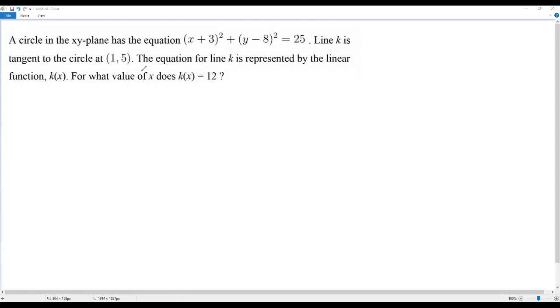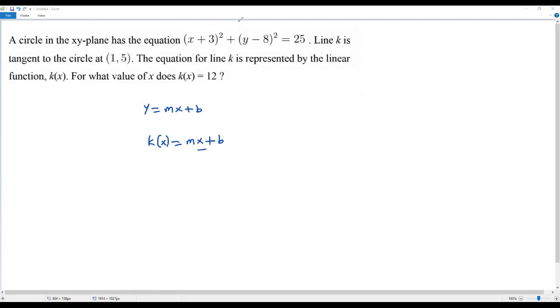Okay, using the given information, our first job is to find the equation for line k, and it can be written in slope-intercept form, that is y = mx + b. Then we can replace the y by k(x), and we'll get the linear function k(x) = mx + b. Then we have to plug in this 12 for k(x) and solve for x.